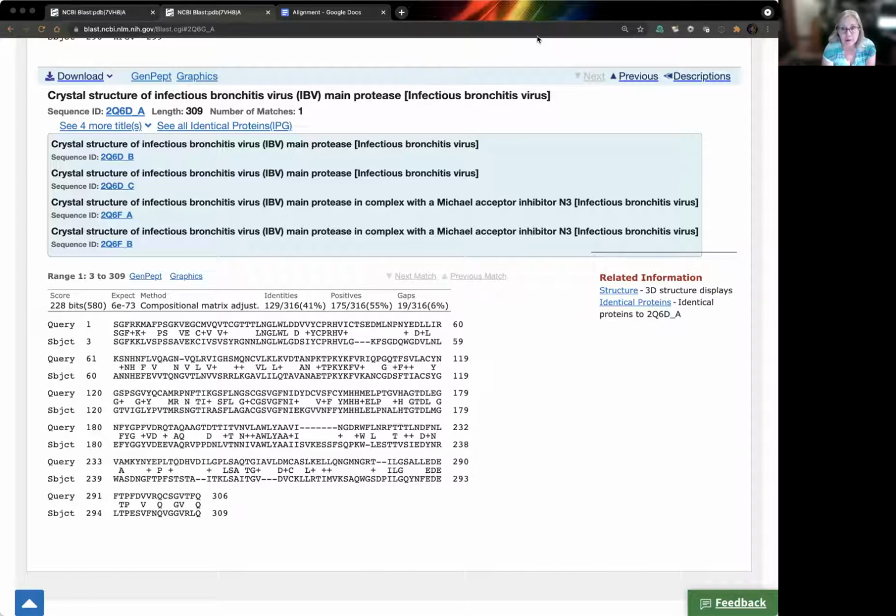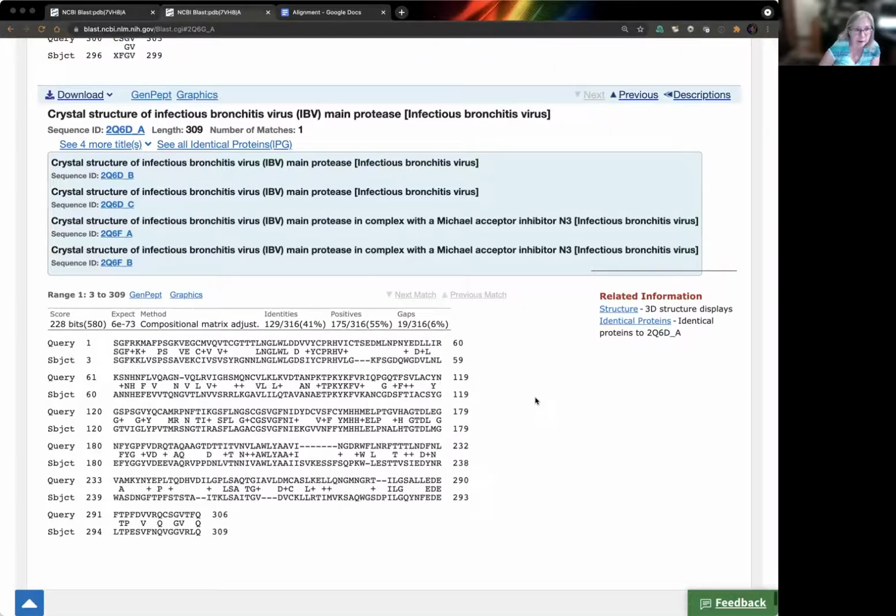At the end of our last video, we were talking about our BLAST results from searching the structure database at the NCBI using Protein Blast. And in those results, I found a candidate that I want to investigate from the infectious bronchitis virus main protease. This candidate is bound to an inhibitor, and the structure is called 2Q6F, which I'm going to take a look at. I had copied the alignment and pasted it to a Google Doc. You could also use a Word doc to work with later on.